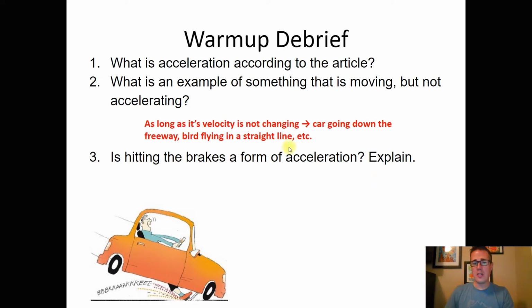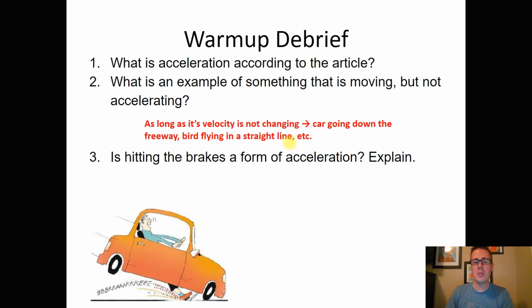The straight line thing is an important part because turning is actually a form of acceleration, because if acceleration is a change in velocity, if your velocity has a direction and you change the direction, that's a form of acceleration because you changed the direction.